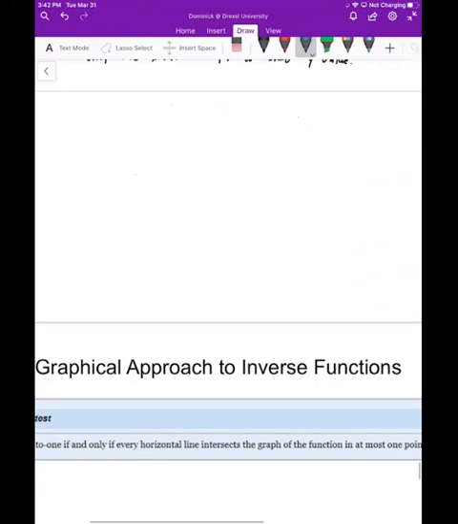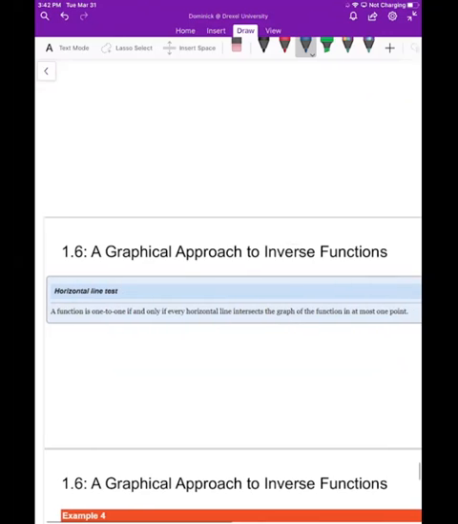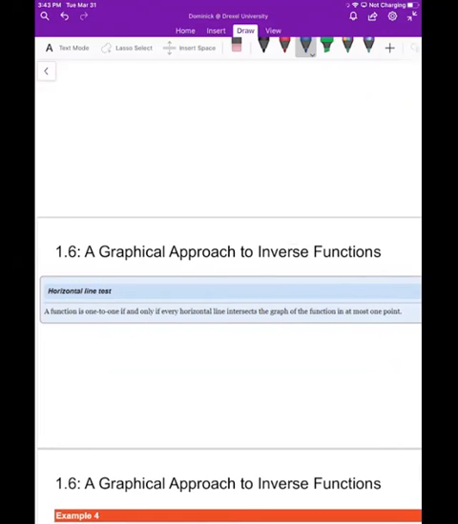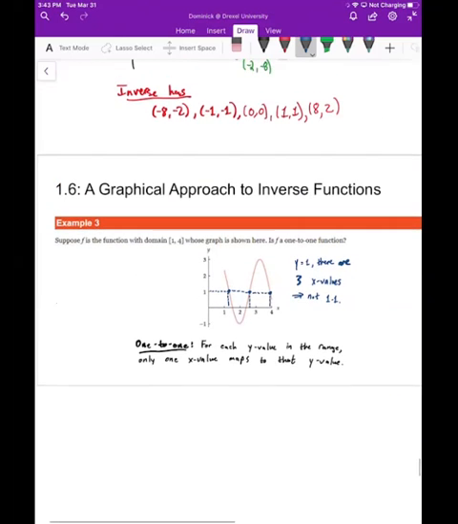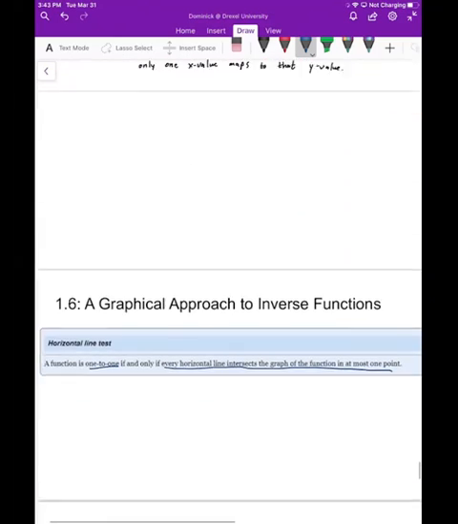So what this essentially means, and I mentioned this in a previous video, is that you can modify the vertical line test to make this work for you now, right? So a function is one-to-one if every horizontal line intersects the graph at most one point, right? So in this previous example, that horizontal line where y equals 1 obviously doesn't hit only one time, so that would not be a one-to-one function.